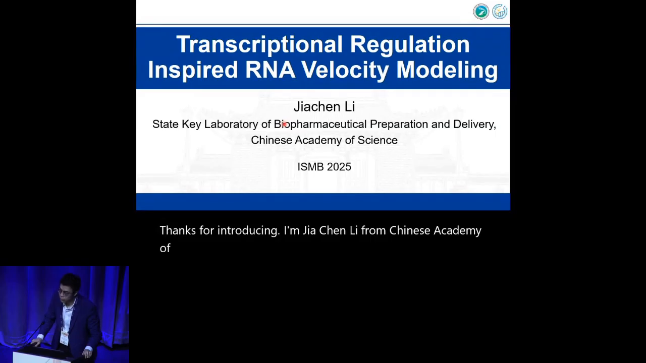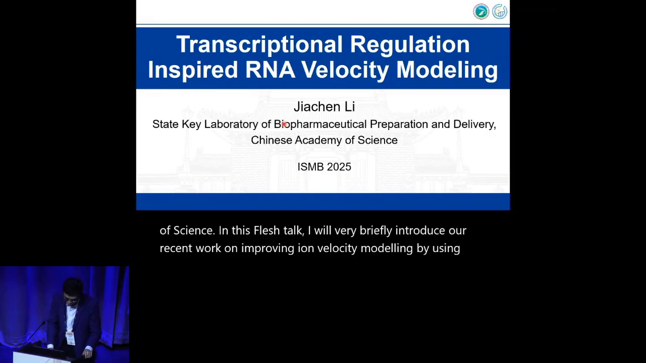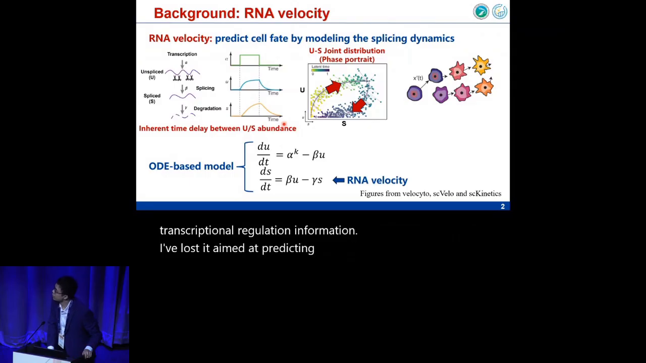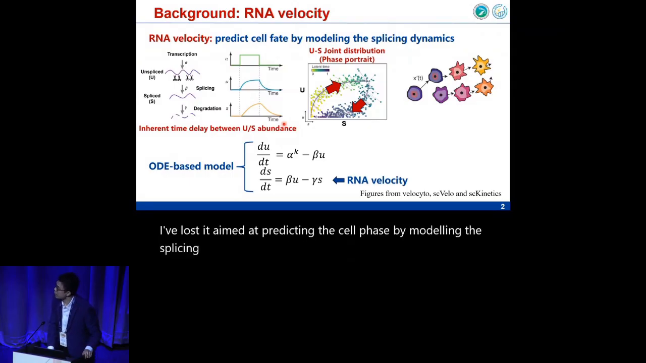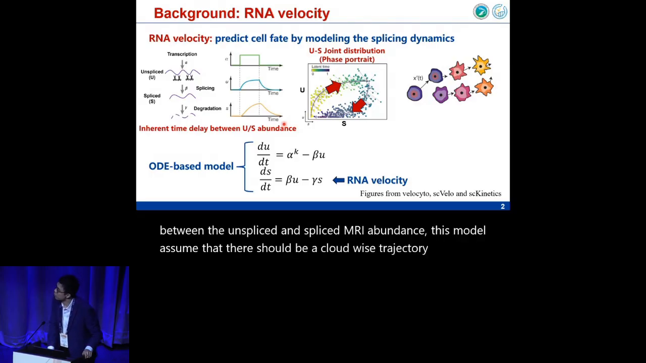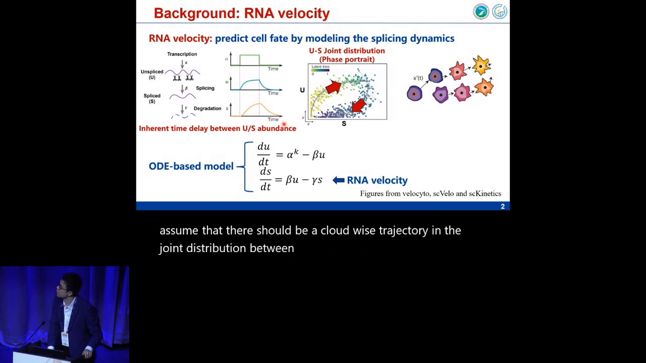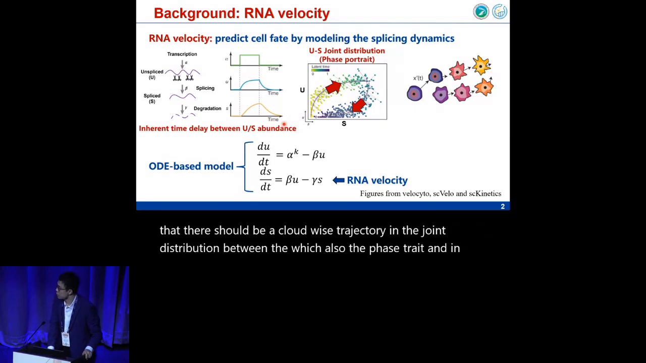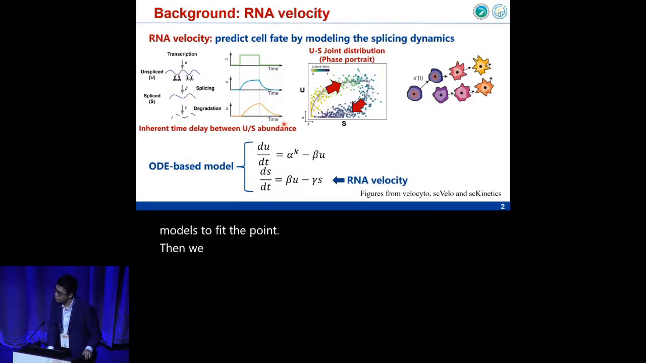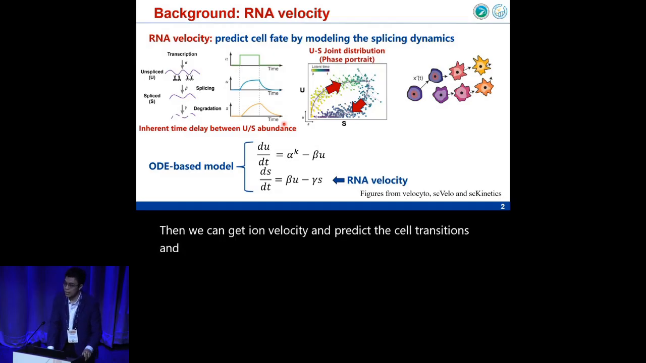In this flash talk, I will very briefly introduce our recent work on improving RNA velocity modeling by using the transcriptional regulation information. RNA velocity aims at predicting the cell fates by modeling the splicing dynamics. Because of the inherent time delay between the unspliced mRNA and the spliced mRNA abundance, this model assumes that there should be a clockwise trajectory in the joint distribution between the unspliced and spliced, which is also called the phase portrait. And in the phase portrait, we can use different kinds of ODE-based models to fit the points. Then we can get the RNA velocity and predict the cell transitions and cell fate. That's how RNA velocity models work.